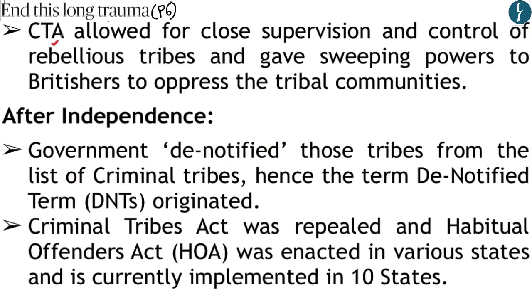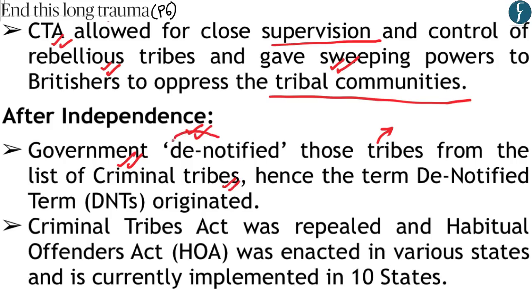And this Criminal Tribes Act allowed for close supervision and control of the rebellious tribes and gave sweeping powers to officers of the British government to oppress the tribal communities in India. However, what happened after independence was that the new government of India removed those 200 tribes from the Criminal Tribes Act. And this is how the term de-notified tribes was born, wherein the new government of India de-notified those tribes from the Criminal Tribes Act.